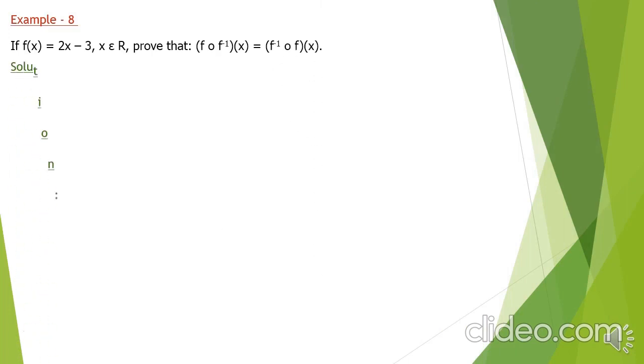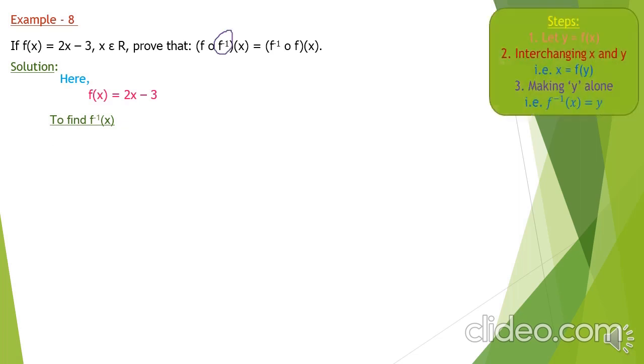Example 8. This is the proof. We can easily prove the left hand side and right hand side. First, let's find the f inverse. Now we have to find the inverse. So just find the inverse first. We see f inverse in the equation, so we'll find the inverse first. And if you have forgotten the steps, they are in the top right corner. You can see the steps here.